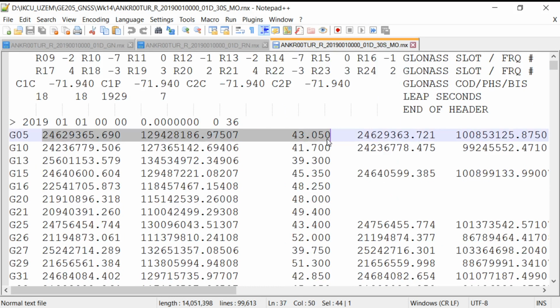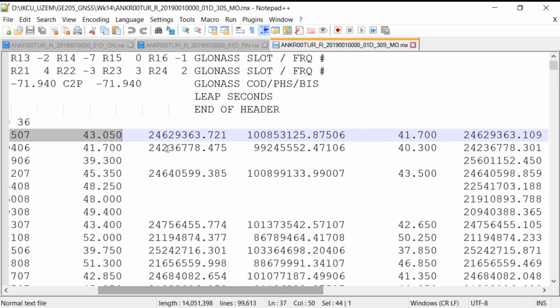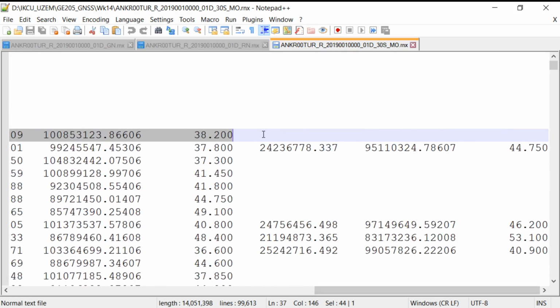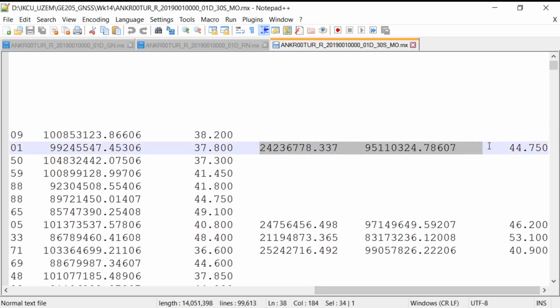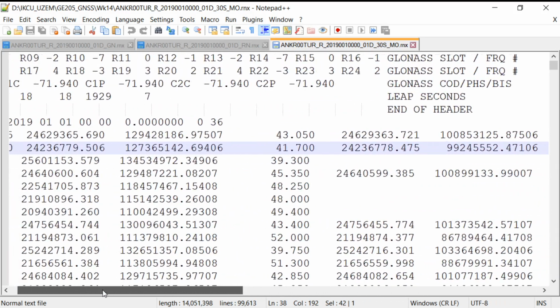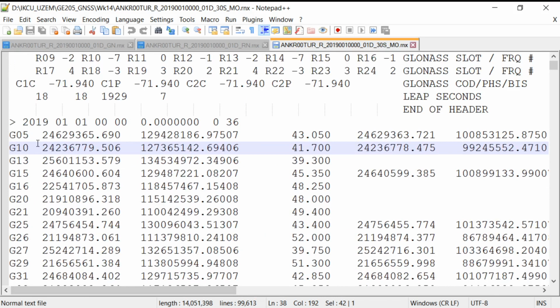So this is the first. Now you see this is the second, and this is the third block. Sorry, this is the third block, and the next one is missing. As you see, there is no measurement with the L5, because the L5 is included for the GPS system only for the newest satellites. So you see this satellite is newer than satellite 5, for example.